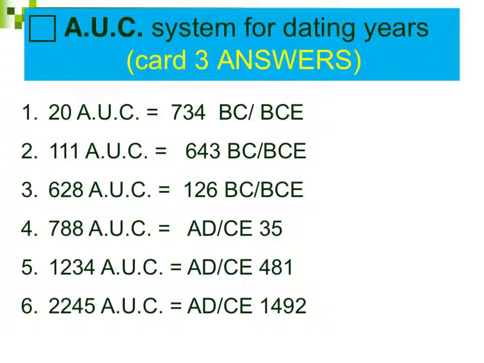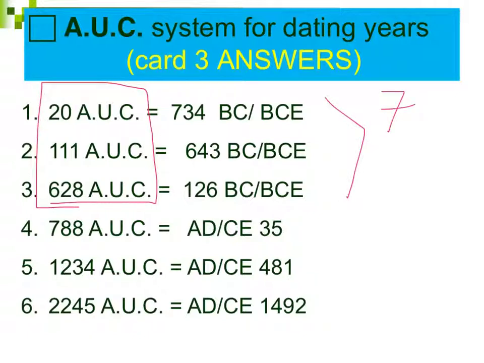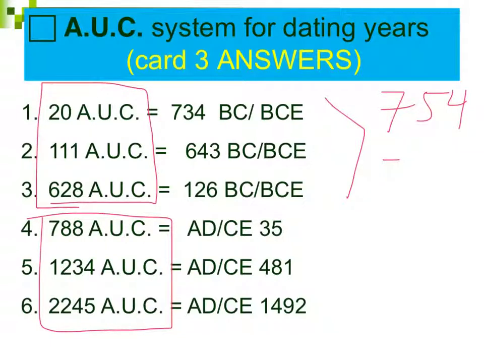Okay, so here are the answers. I hope you got them. Now notice that the top 3 dates I gave you here are less than 753. So for these, you had to subtract from 754. But the bottom were all greater than 754, so you needed to subtract 753 from these dates.